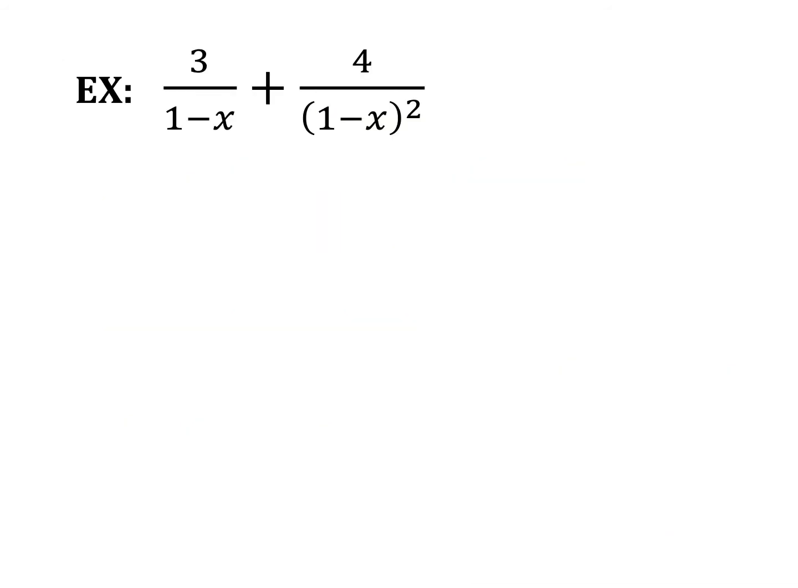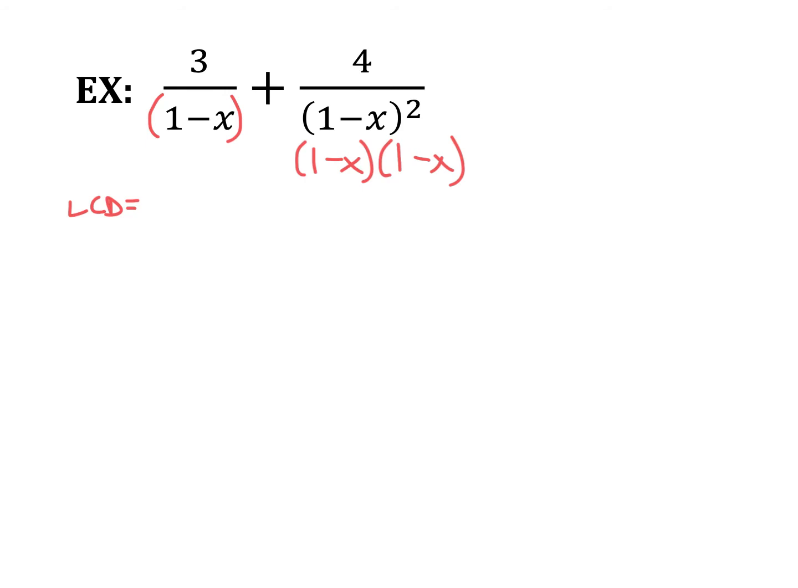As we look at our next example, we are adding two rational expressions. Now, when we look at our denominators to see if they are factored, they are. In the first rational expression, we have a factored denominator of 1 minus x, and in the second rational expression, we have a factored denominator of 1 minus x, that quantity squared. All right, so it might be a good idea to think about the second denominator as 1 minus x times 1 minus x.